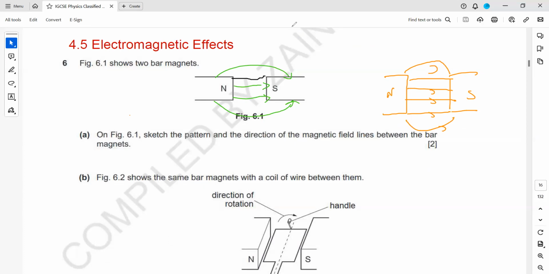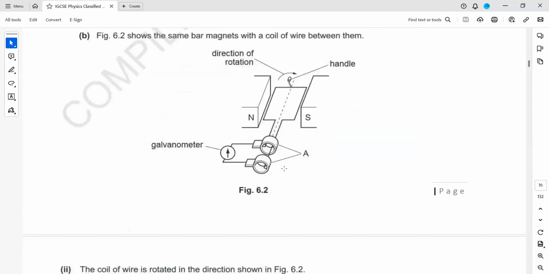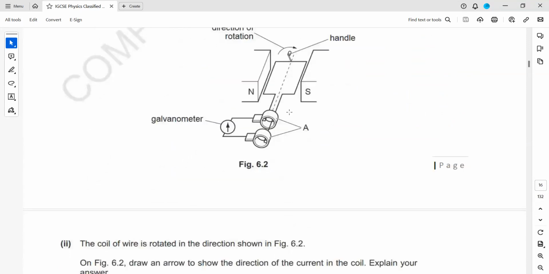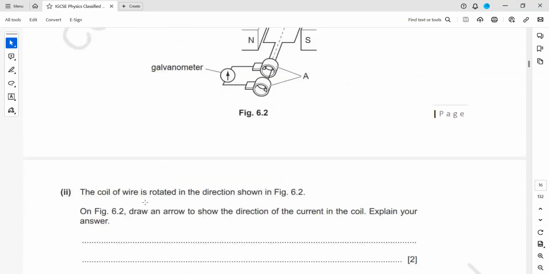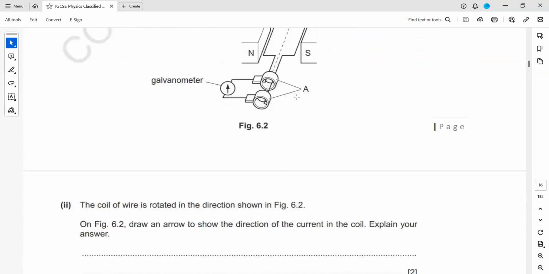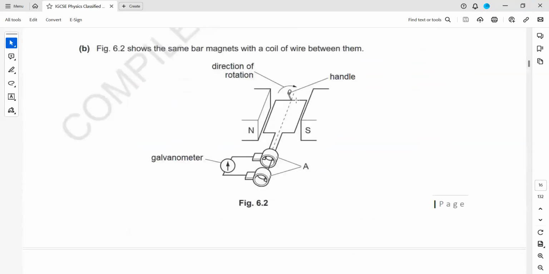Figure 6.2 shows a bar magnet with a coil. So this is an AC generator because slip rings are there, and a galvanometer. The coil of wire is rotated in the direction as shown. On the figure, draw an arrow to show the direction of the current. First, which rule will we use, right or left? Right hand, because it's an AC generator or induced current, so we'll use the right hand.